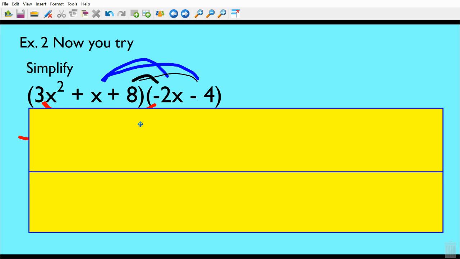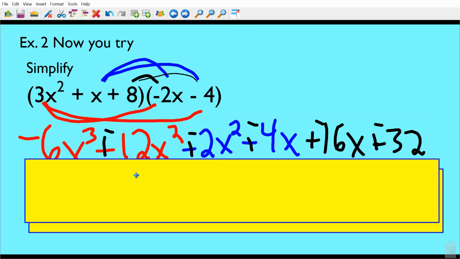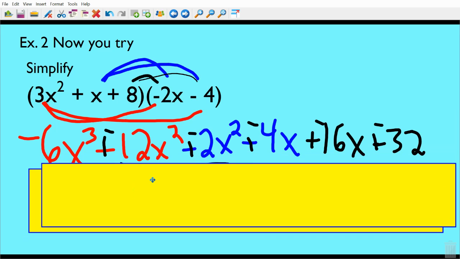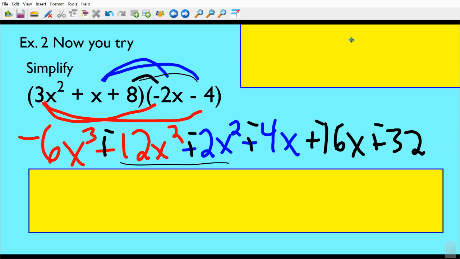Now, again, you have 6 terms. I'm going to show you those 6 terms, and you'll pay attention to negatives. That's what you'll see right there. I'll pull that off to the side. Negative 6x to the third minus 12x squared minus 2x squared minus 4x plus a negative, or minus 16x and minus 32. But I like to do plus negatives when combining like terms.